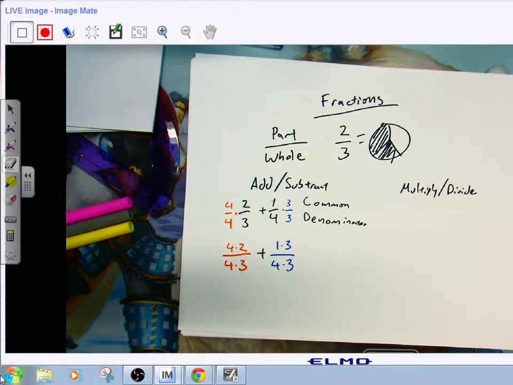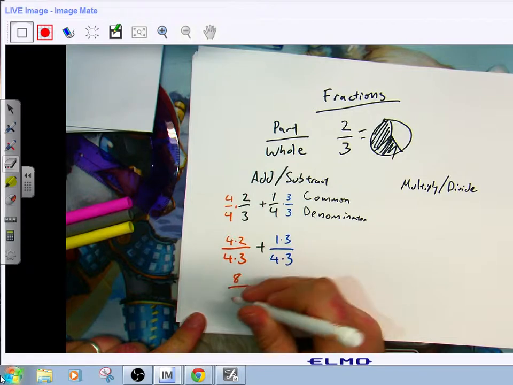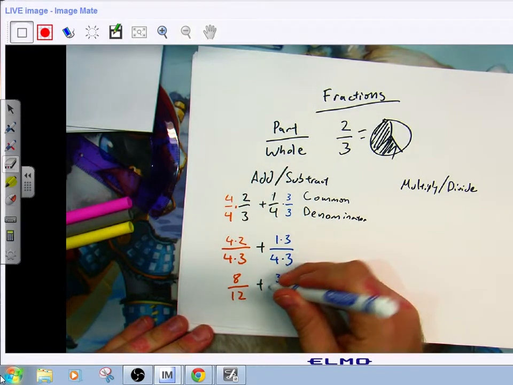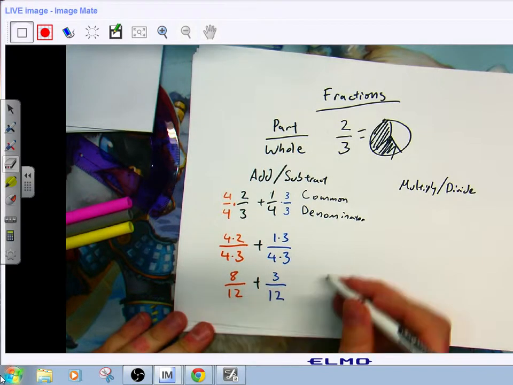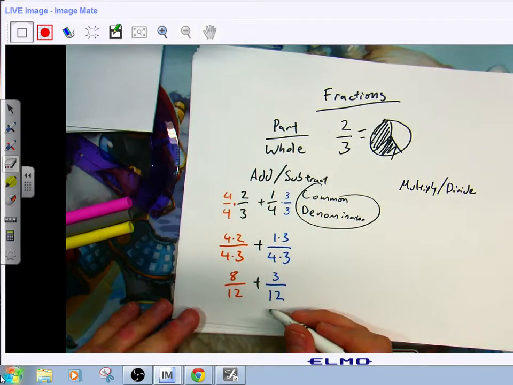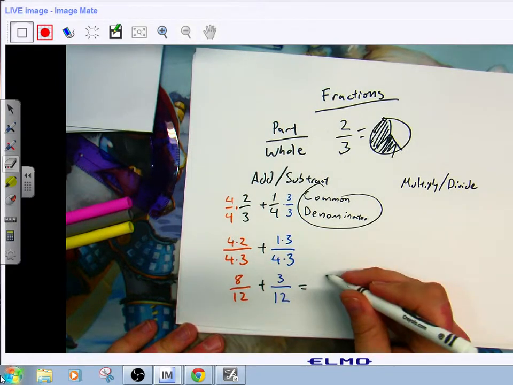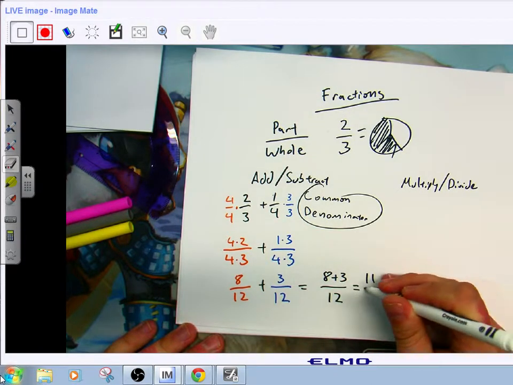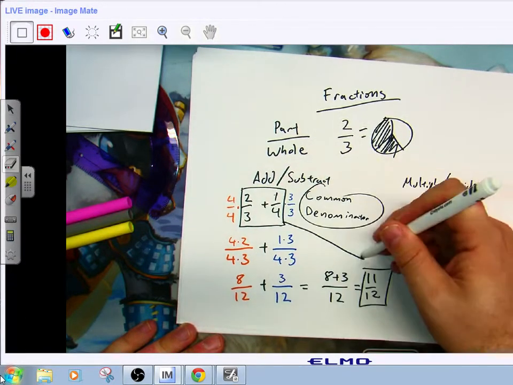When I simplify this, 4 times 2 is 8. 4 times 3 is 12. I'm going to add that to my blue one. I'm going to simplify it. 1 times 3 is 3. 4 times 3 is 12. I can now add these together because they have a common denominator. I have twelfths. Now that I have common twelfths, I just add my numerators together. So I get 8 plus 3 all over 12. It becomes 11 twelfths. That is my answer to this question here. Okay?